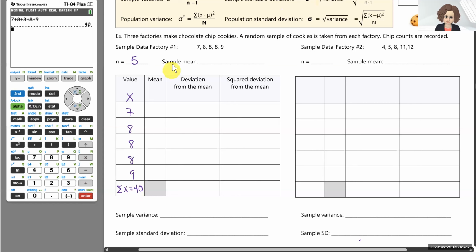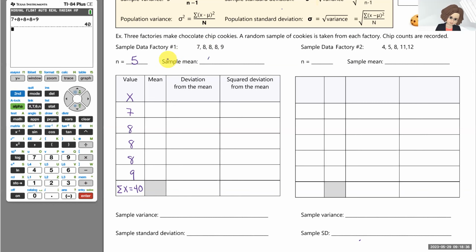And then we'll find the mean of the sample. The symbol is X bar for sample mean. The formula was adding the data divided by the number of values. So 40 divided by 5. So we're averaging for that sample 8 chips per cookie.